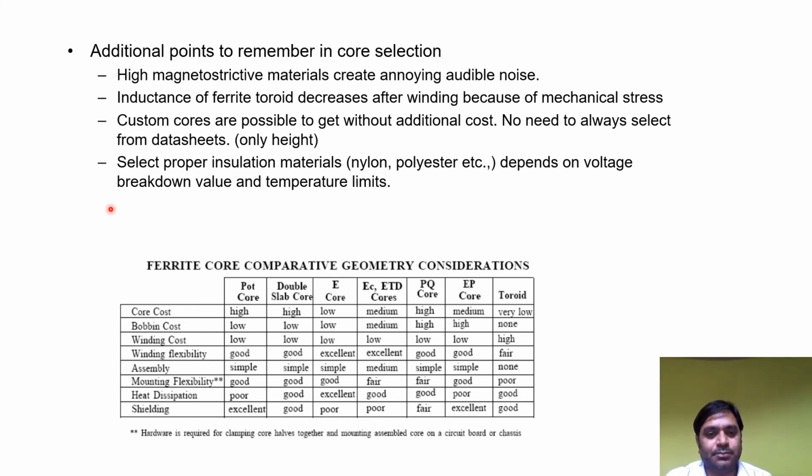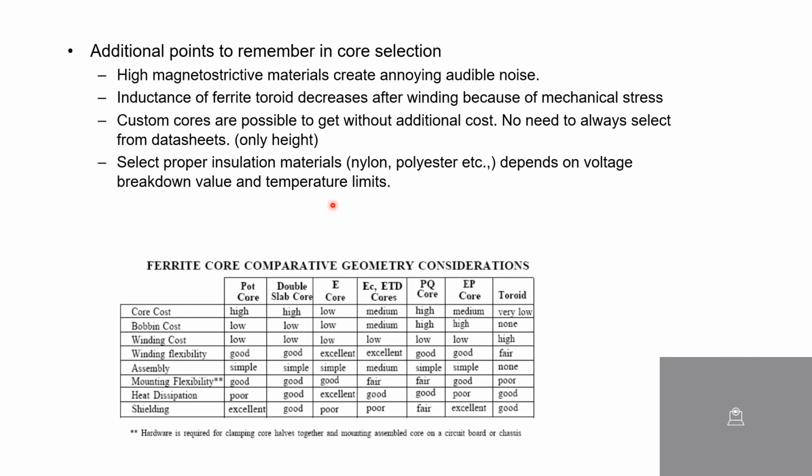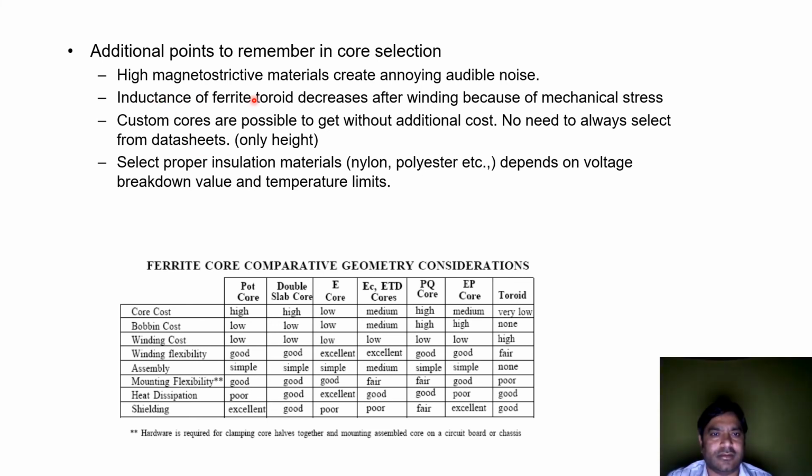So what important things should we keep in mind? That's what we are discussing here. In addition to number 4, for selection: high magnetostriction material creates annoying audible noise. Inductance of ferrite toroids decreases after winding because of mechanical stress. Custom cores are possible to get without additional cost, so there is no need to always select from datasheets. Select proper insulation material like nylon or polyesters, depending on the voltage, the breakdown, and the temperature limits.